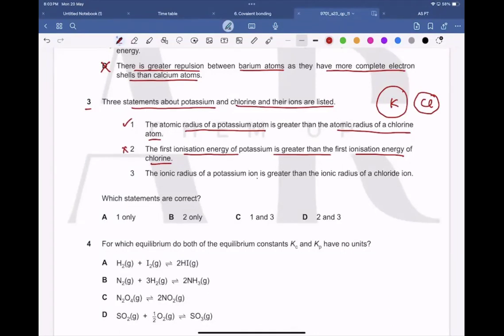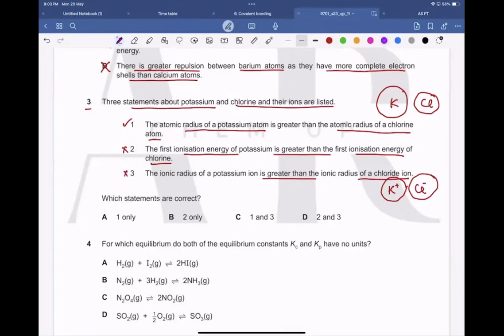The ionic radius of potassium ion is greater than the ionic radius of chloride ion. So when the chloride ion forms, its radius remains about the same, but when the potassium ion forms, the fourth shell is removed because it loses its valence electron. So the size of the potassium ion is not going to be greater than the chloride ion. So that is wrong as well. So yes, very good, Hassan.